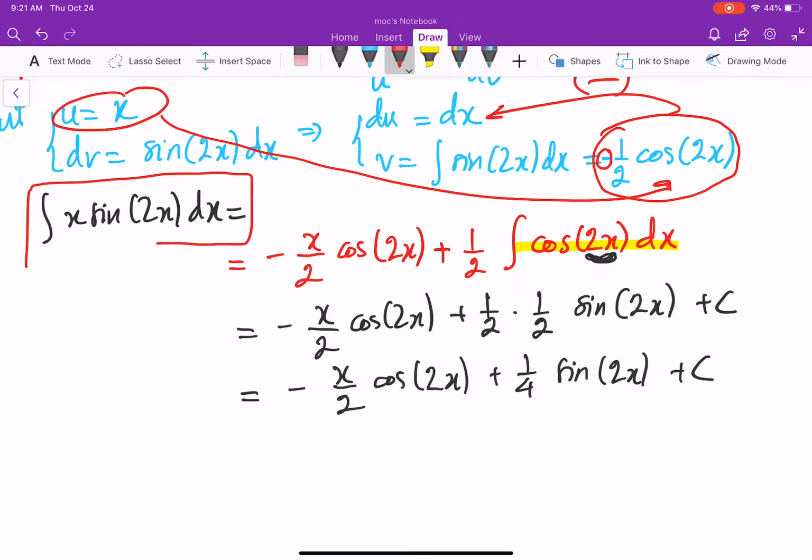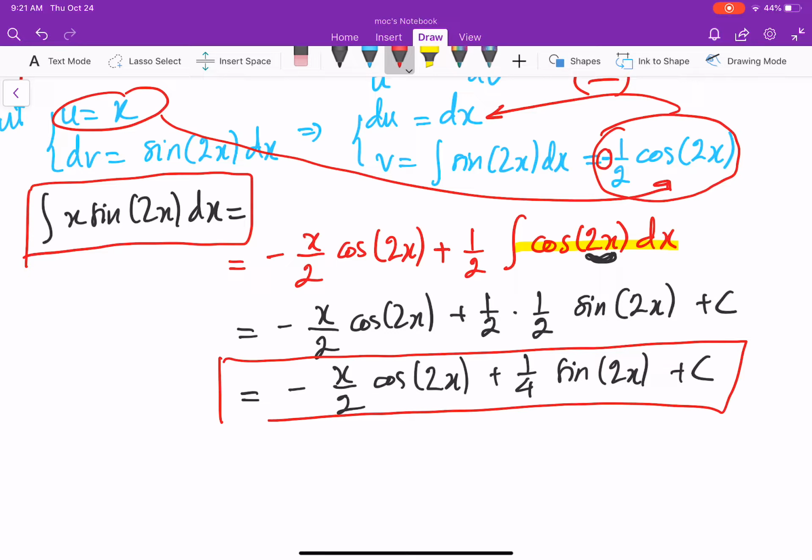I hope that you can solve such similar problems if you have power 2 in here, right? You know that we have to apply integration by parts twice. So I think 2 problems with integration by parts is enough.